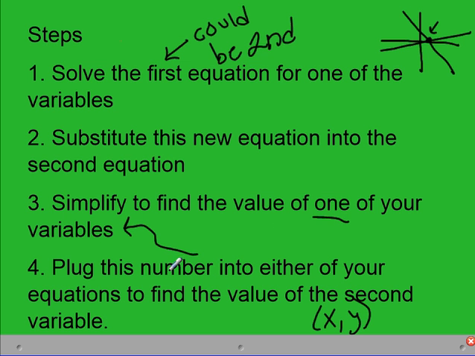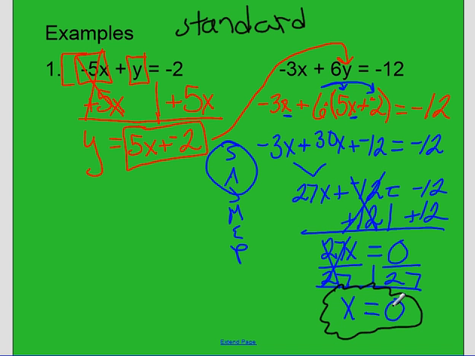Finally, I plug this number, the 0 that I just got for x, into either of your equations to find the value of the second variable. I'm going to take this 0, plug it in to either equation. It doesn't matter which one you choose. Let's choose the first one. I'm going to rewrite it down here so it's a little bit easier for us to see. Negative 5x plus y equals negative 2. I plug 0 in. I get negative 5 times 0 plus y equals negative 2.